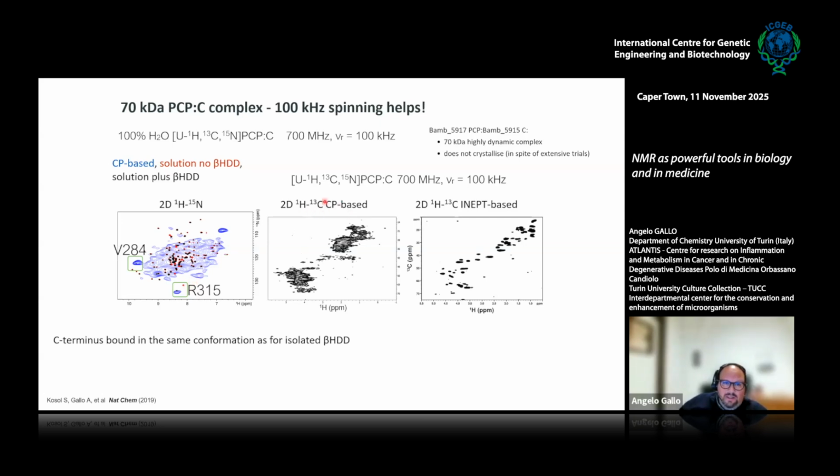So we ran all the CP-based correlations for carbon. So basically, this is the solid state version of the HSQC. Then we ran the solid state version of the HSQC, exploiting the INEPT transfer. And still, you can see how much the quality of our spectra is improving. One thing that should come immediately to your mind is that the C-terminal is bound in the same conformation as for isolated BHDD. So basically, this is a strong confirmation that the C-terminal is the main actor in this case, and the BHDD domain is the main actor for the C15 side.